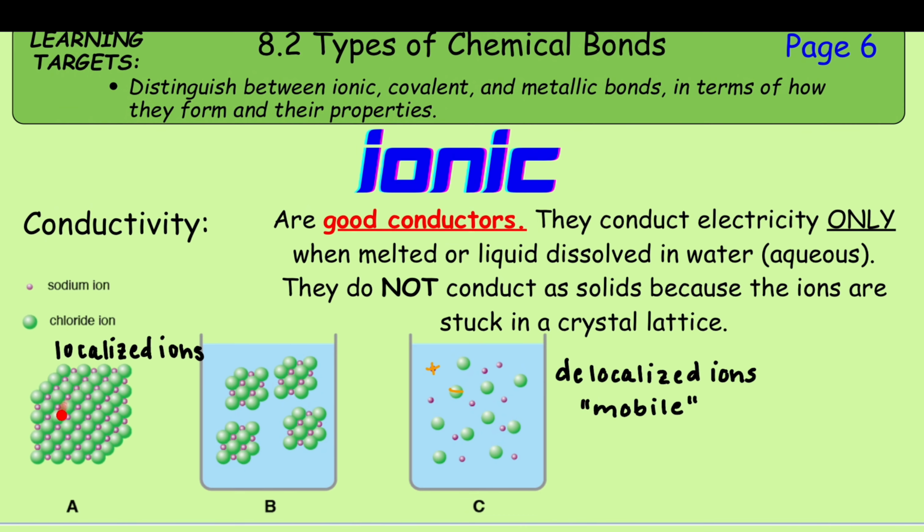lattice structure. When it is in this lattice structure, it's really highly ordered, or you can say that the ions are localized. This means that they are staying put. They can't really move around a lot. Therefore, as a solid, ionic compounds cannot conduct electricity.